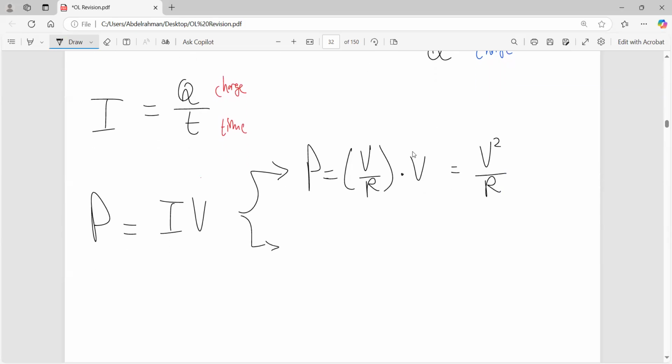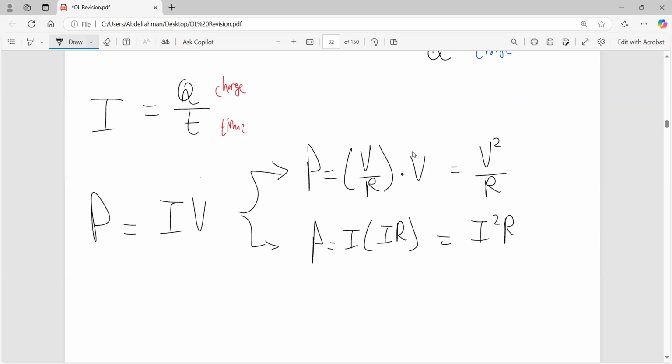Or you could say that for the power, if you do not have the voltage, you can say IR. So I times IR, which would be equal to I squared R.